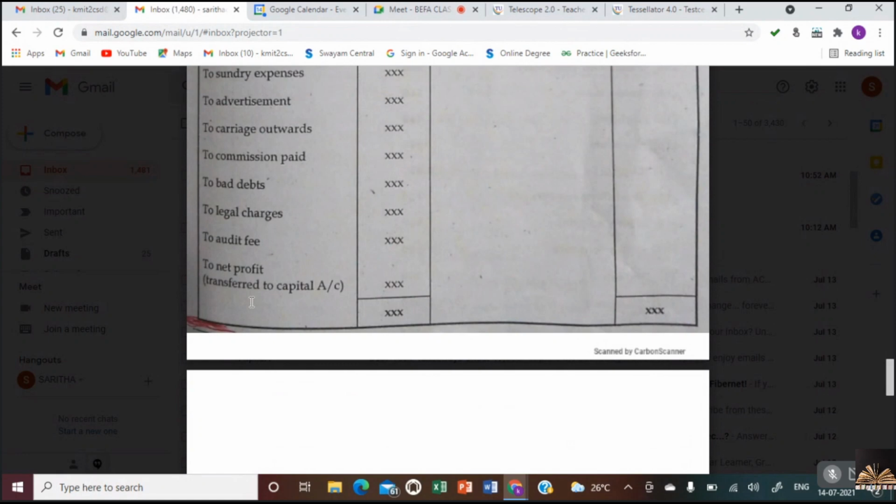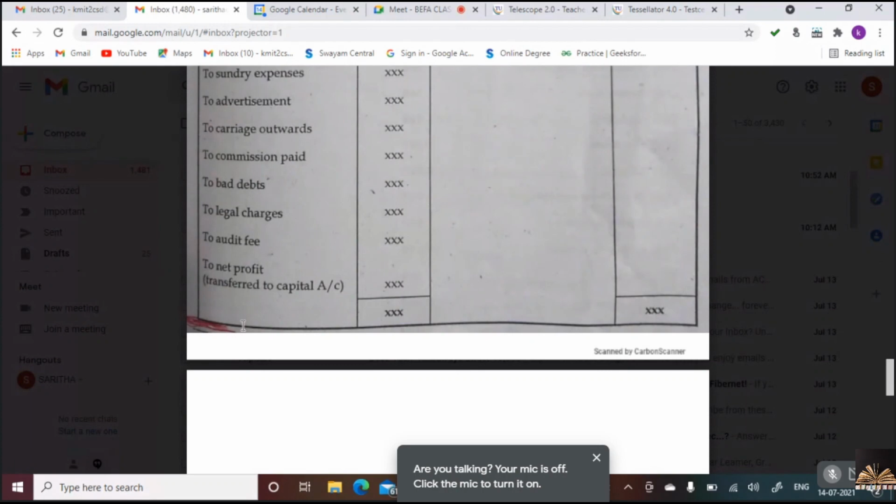Okay. Is it clear, Nana? Any doubts still here? Is it clear, all of you? All the incomes to be credited, all the expenses to be debited. Any doubts? No, ma'am. Shall we move on to the balance sheet?